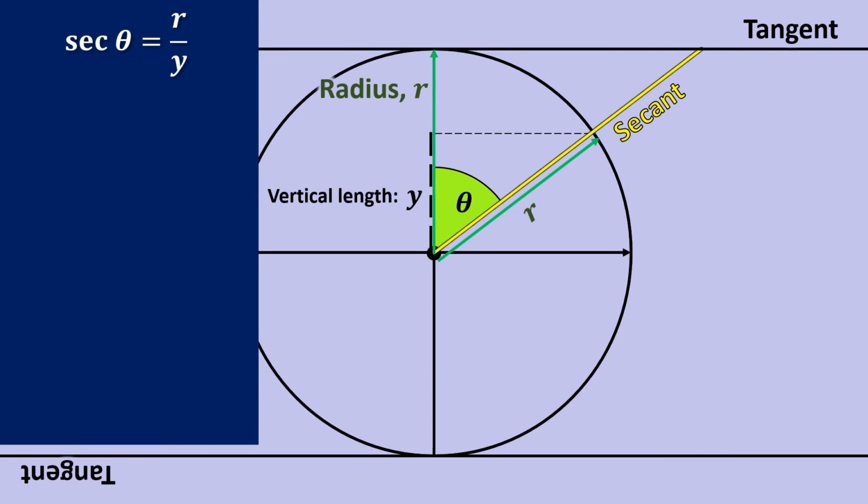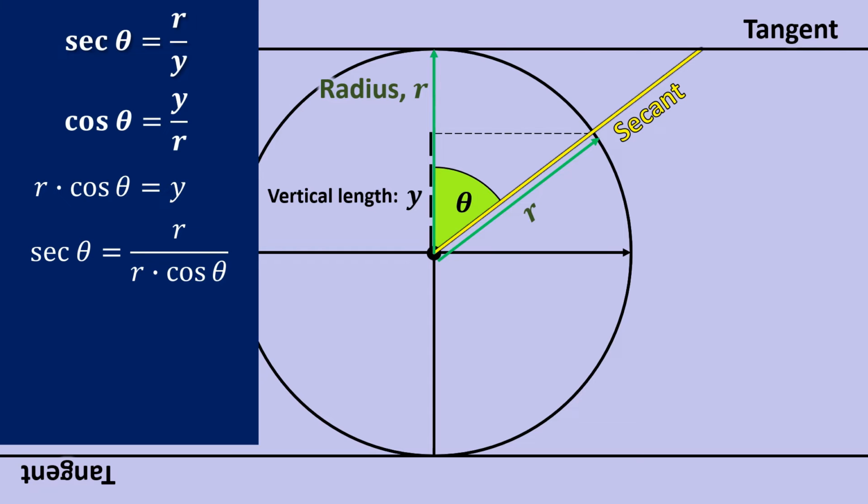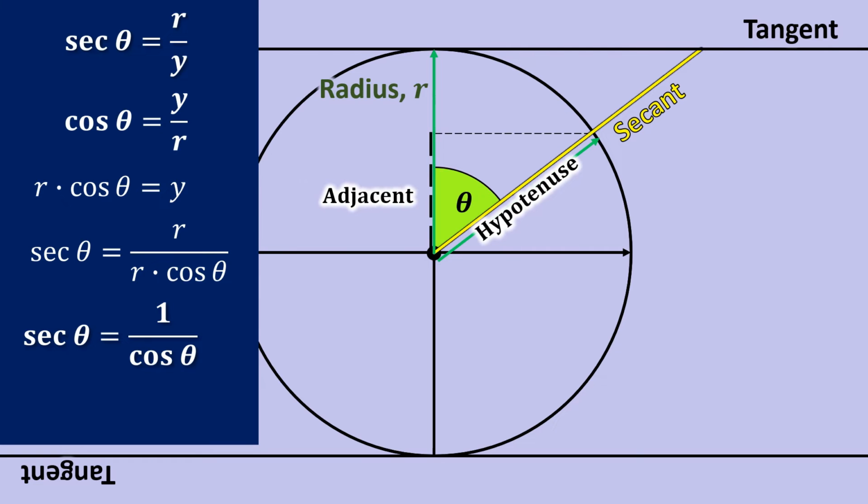Previously, we already learnt that the cosine of an angle is equal to the vertical length over the length of the radius. This makes y equal to the radius times the cosine. Substitute the value of y in the first equation, and the secant of an angle is equal to 1 over the cosine of the same angle. So secant is the reciprocal of cosine. In a right-angled triangle, this is the hypotenuse over the adjacent side.